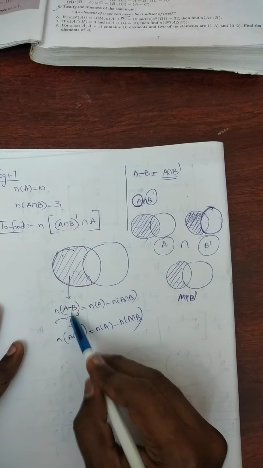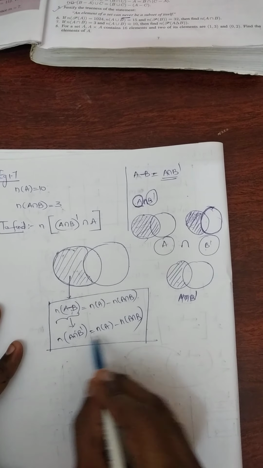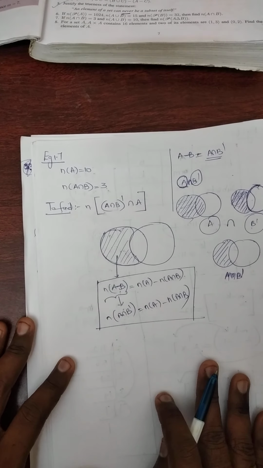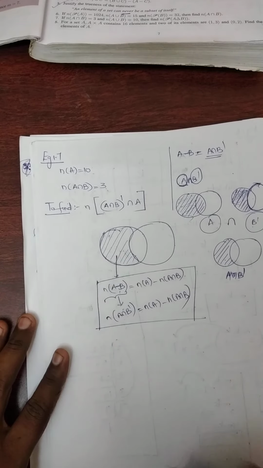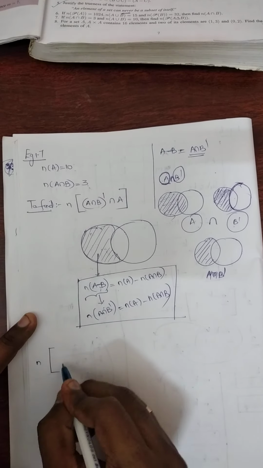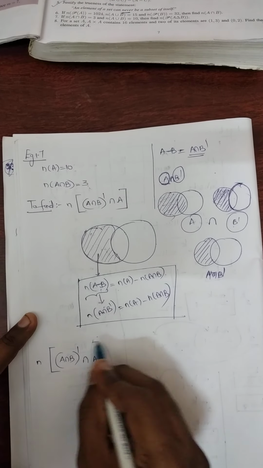As both are the same, I can use this formula: n of A intersection B dash equals n of A minus n of A intersection B. You can simply say 10 minus 3 equals 7. But see how the sum is done. I will move inside the sum: n of (A intersection B)' intersection A.